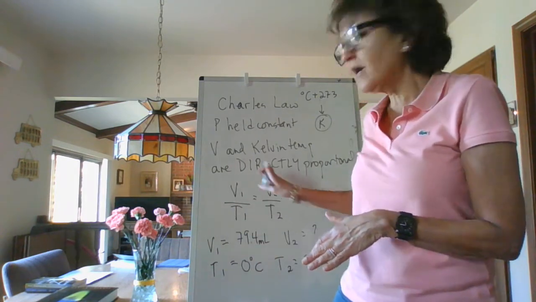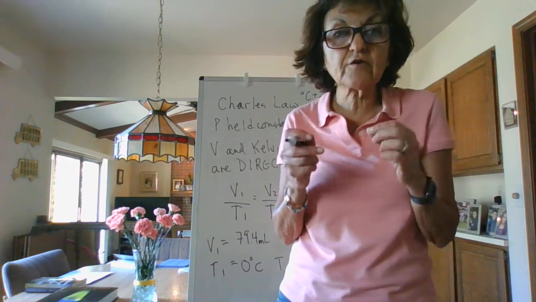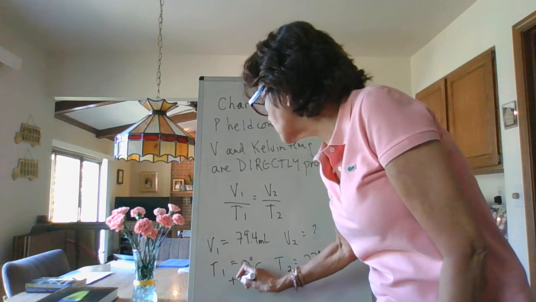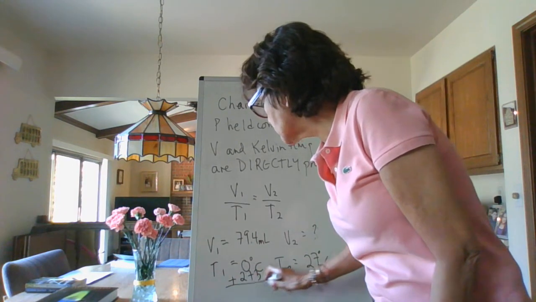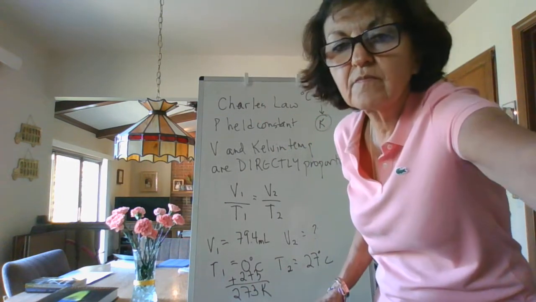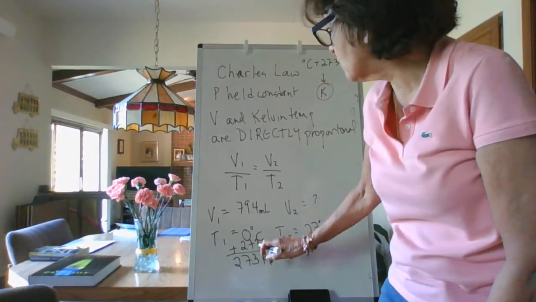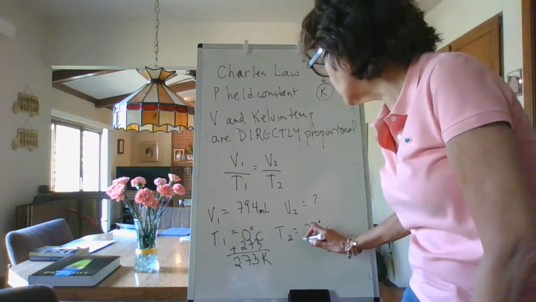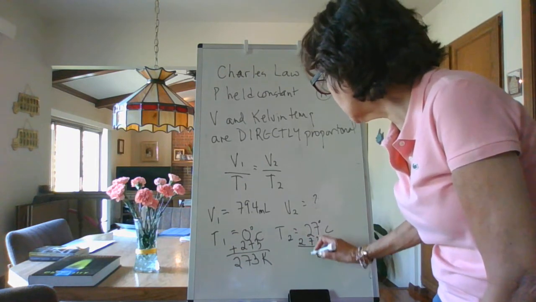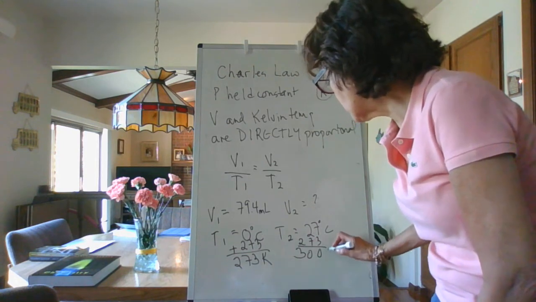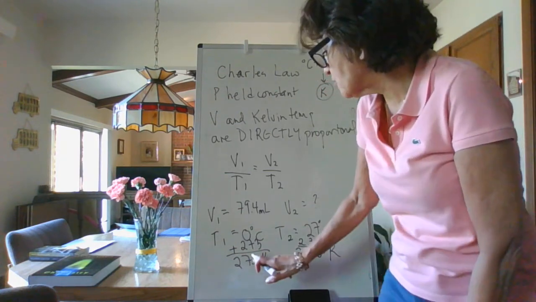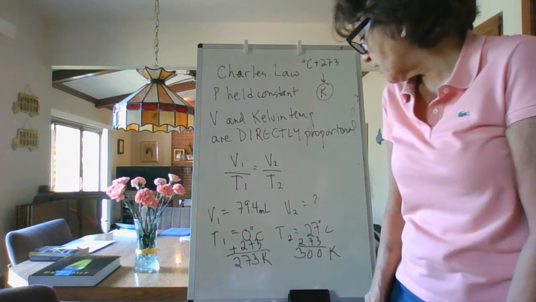Now, before we plug any numbers in, you must convert your Celsius to Kelvin. Please don't forget that. So we're going to add 273 to this. So that's 273 Kelvin. So T1 is 273 Kelvin. T2, we're going to add 273 to this, and that's 300 Kelvin. Okay, so it's going from 273 Kelvin to 300 Kelvin.